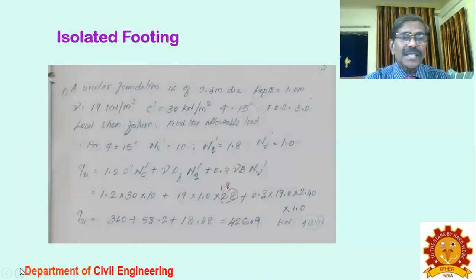For example, if you take a circular foundation of 2.4 meter diameter and depth of 1 meter, and gamma as 19 kilonewton per meter cube, you get the ultimate bearing capacity as 426.9 kilonewtons. So you have to substitute phi equal to 15 degrees, Nc is 10, Nq equal to 1.8, N gamma equal to 1. Straight substitution in the formula will yield the value of the ultimate bearing capacity of the soil.